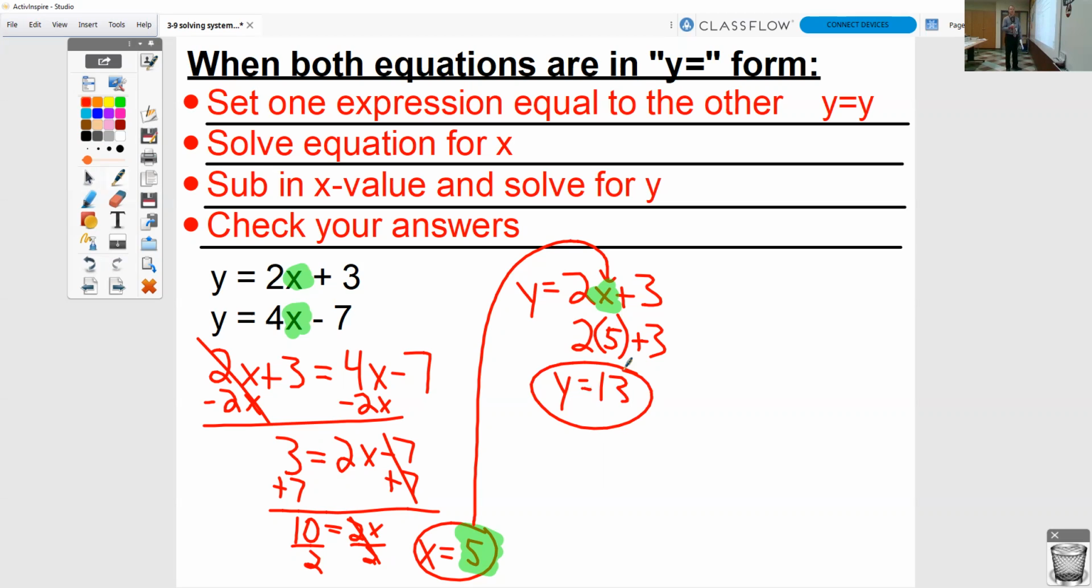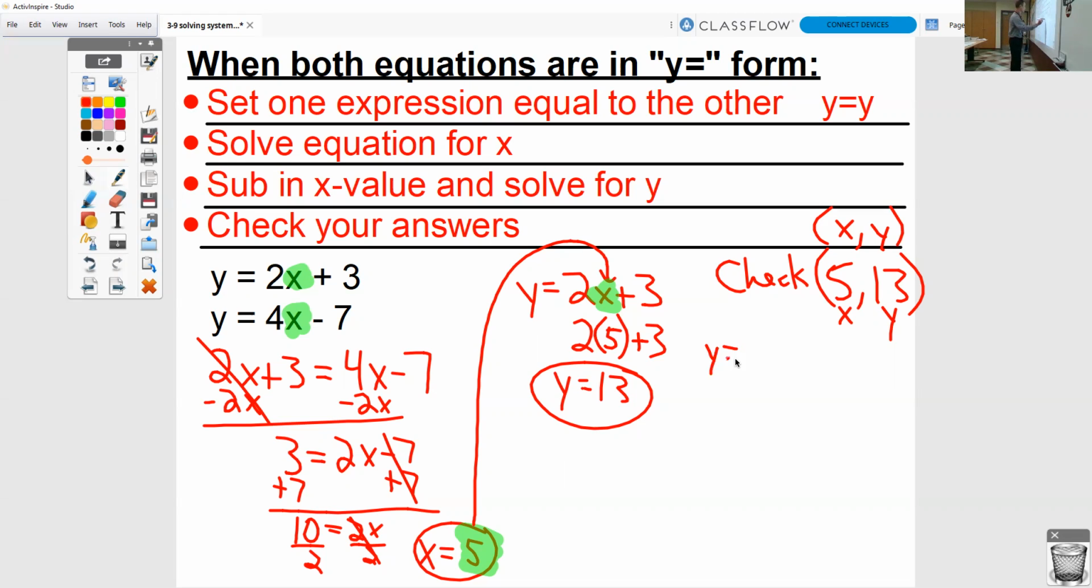After you get your answers, then you have to do your check. You're checking to make sure that both of your answers are correct. So we're checking the point 5, 13. So 5 is your x value, 13 is your y value. Remember that points are always written x, y. So we want to take and sub those points into both equations. Just like in the last section in 3-8, it has to check in both equations to be a correct answer. If it only checks in one, you know that you did something wrong.